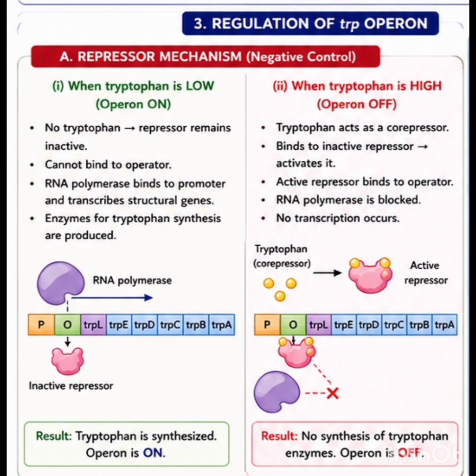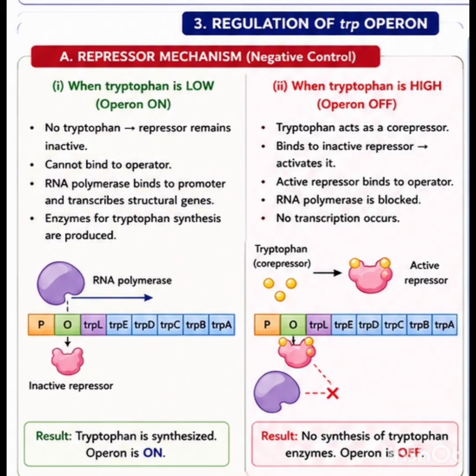A tryptophan operon is classified as a repressible operon. This means that under normal conditions, the operon remains active, allowing transcription of the genes required for tryptophan synthesis. When tryptophan becomes abundant, the operon is repressed or switched off. Thus, the default state of the tryptophan operon is on, unlike the lac operon whose default state is off. So as we know, the lac operon is an inducible operon.